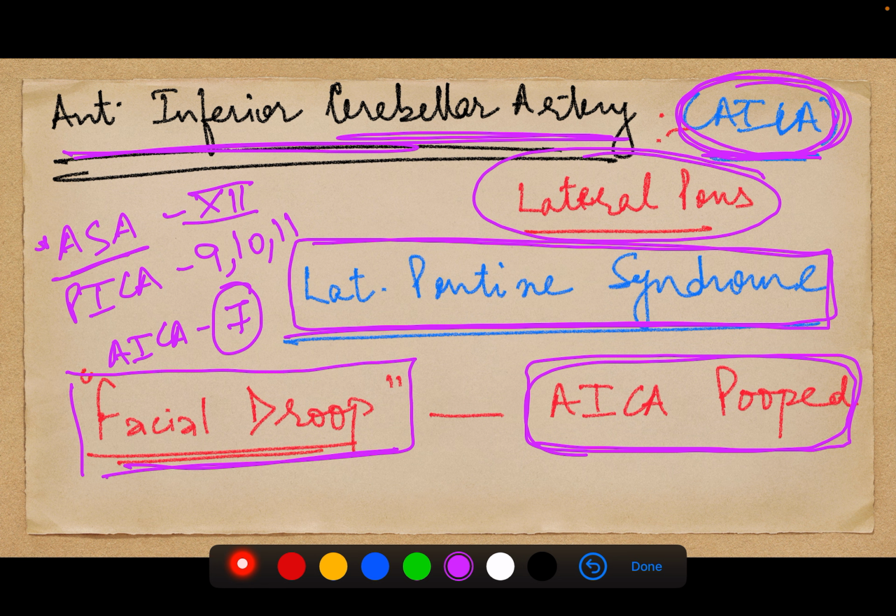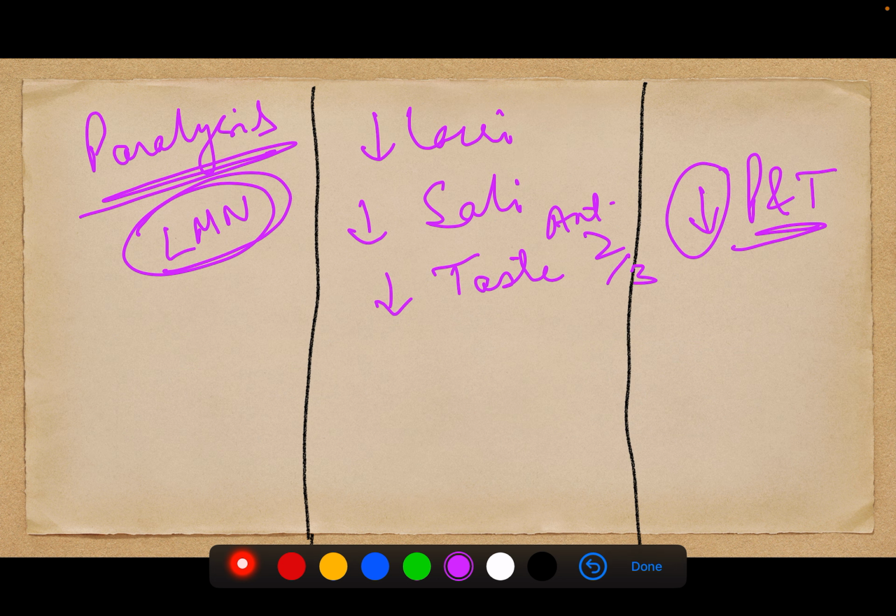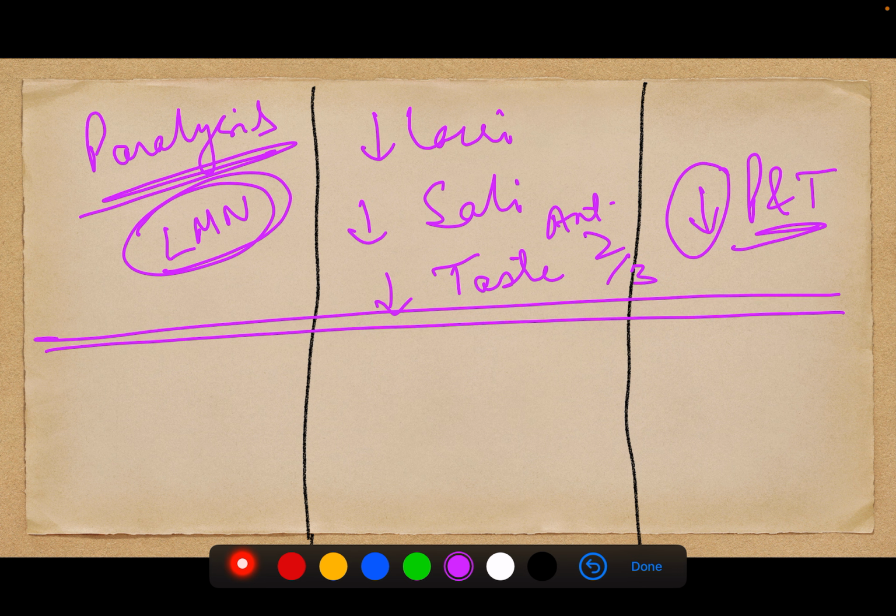As in anterior spinal artery, cranial nerve 12th was getting involved, posterior inferior cerebellar artery 9th, 10th, 11th, anterior inferior cerebellar artery 7th. What about the 8th? The symptoms of the 8th will also be there in this one. And what are those symptoms present in this anterior inferior cerebellar artery lesion? Ipsilateral sensorineural deafness. So, coming to a conclusion, posterior circulation: anterior spinal artery lesion, posterior inferior cerebellar artery lesion, and anterior inferior cerebellar artery lesion.